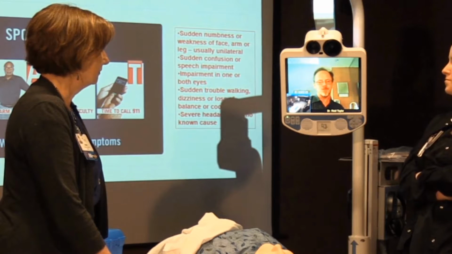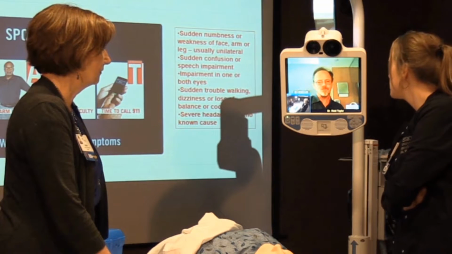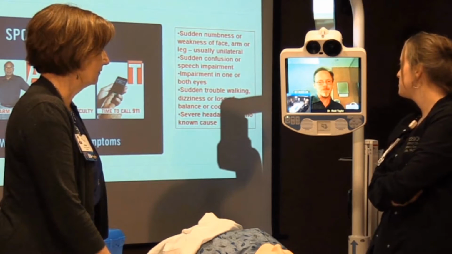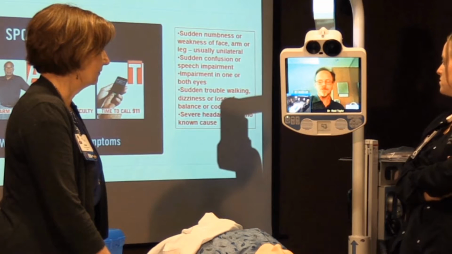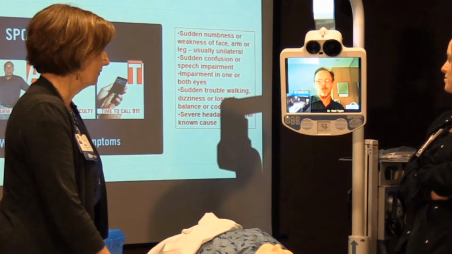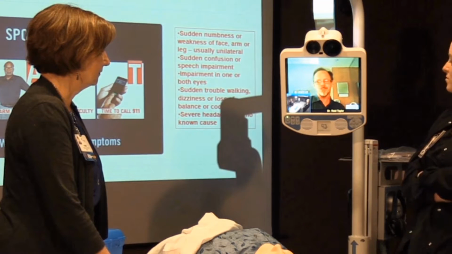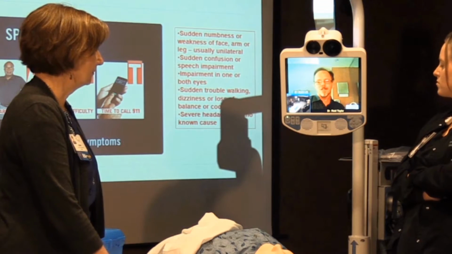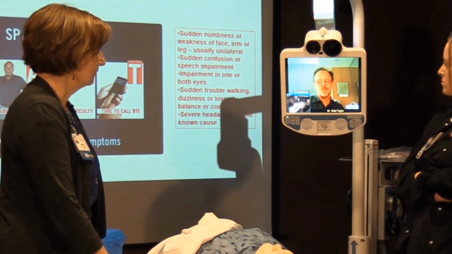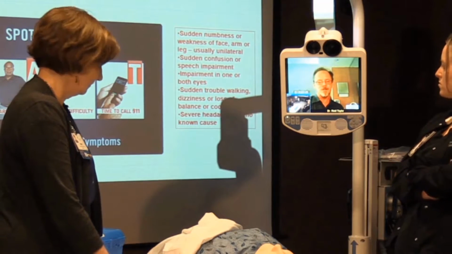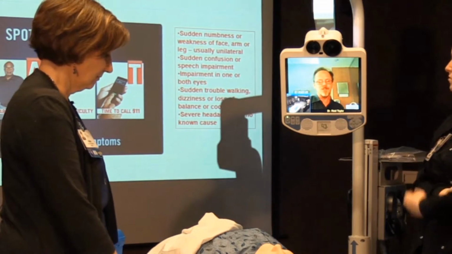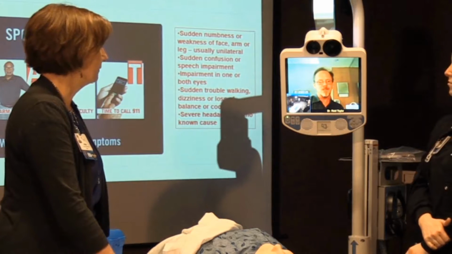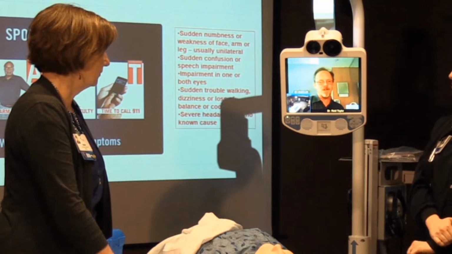What's her latest blood pressure? Her blood pressure is 190 over 120. I was just called to hear a report that her CT scan does not show any hemorrhage, and she is a candidate for thrombolytic therapy, but before a patient can be treated, their blood pressure has to be less than 185 systolic.